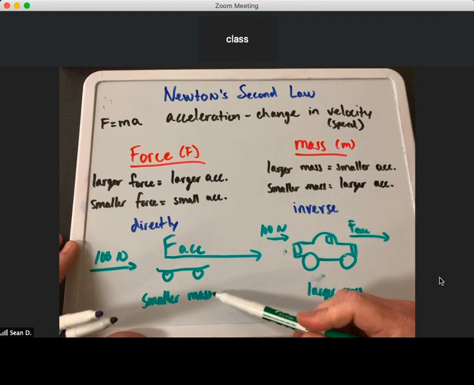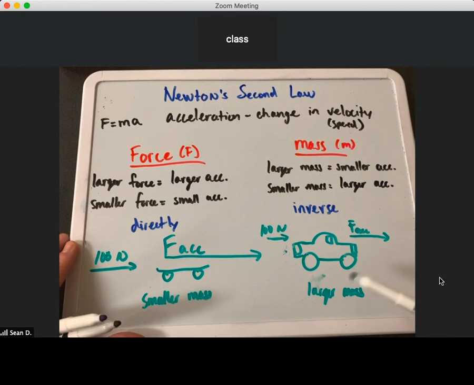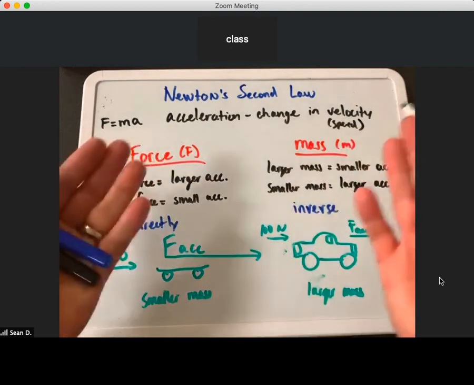If it's a smaller mass, a larger force is going to have a larger acceleration. If it's a larger mass, the same force is going to have a smaller acceleration. And that is Newton's second law.